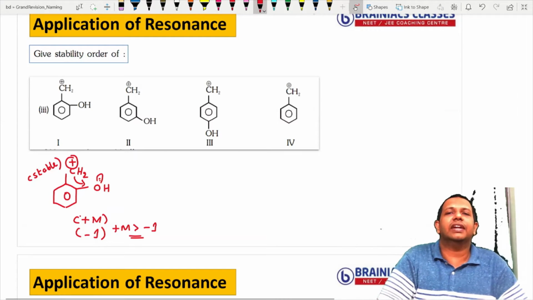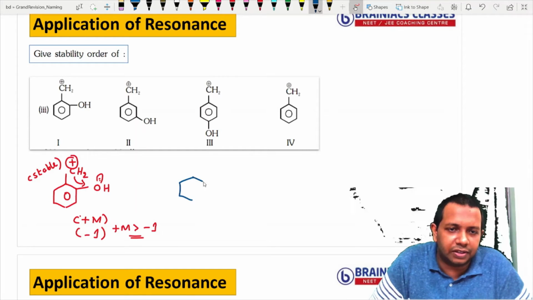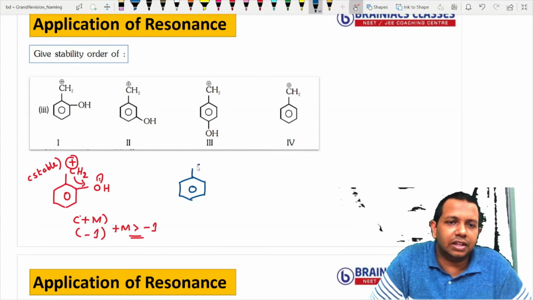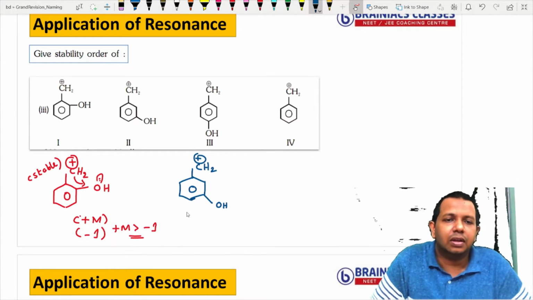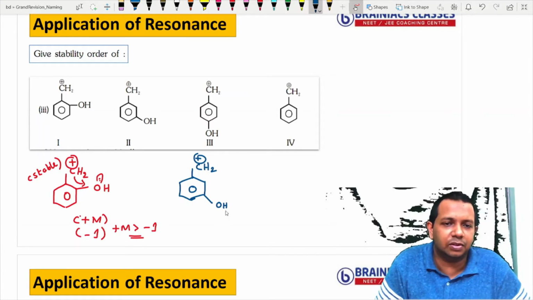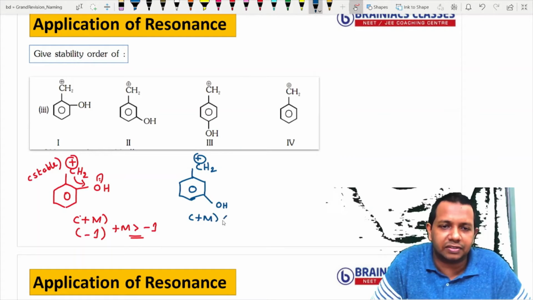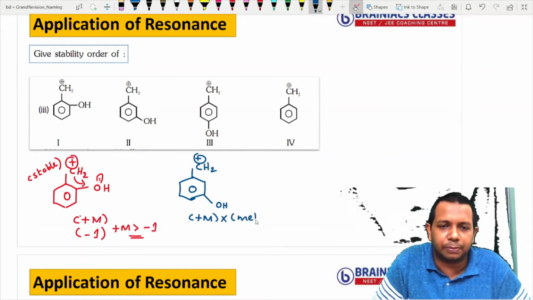Now let's take the next one. In the next option, you can see again the same thing, only the position has changed. You have CH2 plus present, and the OH group is connected at the meta position, correct? When it is at the meta position, we know there is no plus M or minus M effect. Even though it has a plus M effect, since it is at the meta position, this is not applicable. So I can say it is not present because of the meta position.